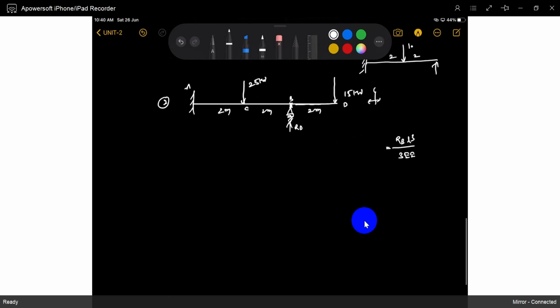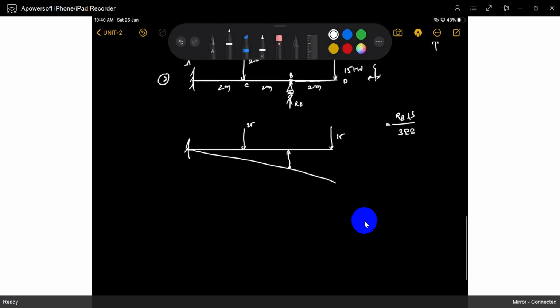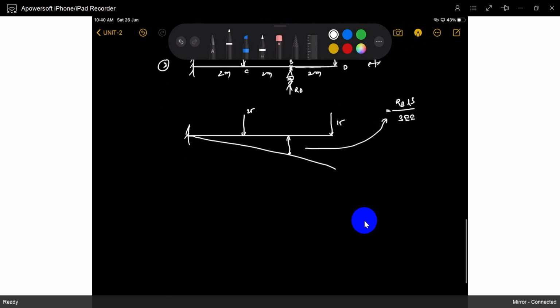Just discuss. So just write down. Just take it. This is a 25. It is a 15. So what is the deflection? Maybe it will go something. So you want to find out the deflection here. If you know the deflection, this will be equal to this. That's it. Sir, how can you find out the deflection?